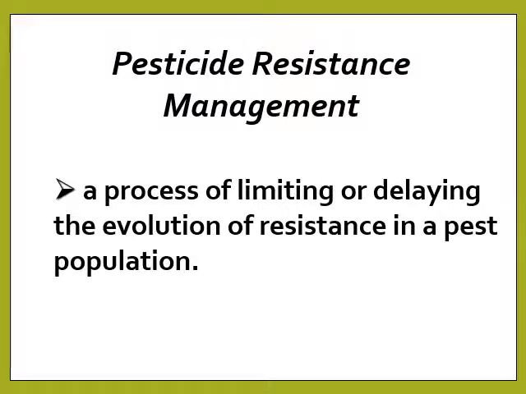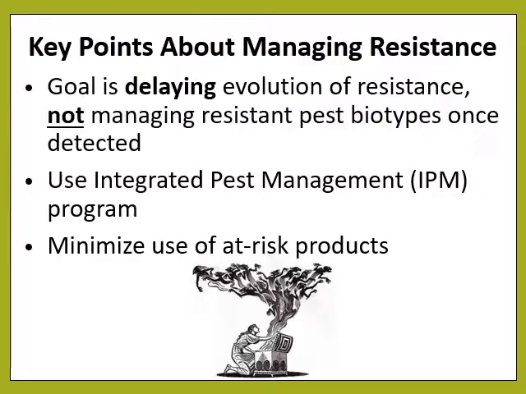Overall, pesticide resistance management is the process of limiting or delaying the evolution of resistance in a pest population. If you're using the pesticide, there's no way to prevent resistance, but you can slow it down, delay it, and limit how much of a problem it would be by doing various things to essentially use less pesticide. Again, that's the goal, delaying evolution of resistance, and that's a proactive approach. But you may have cases where you've detected a resistant biotype, and you can do things to try to reduce its frequency or reduce its impact as well.